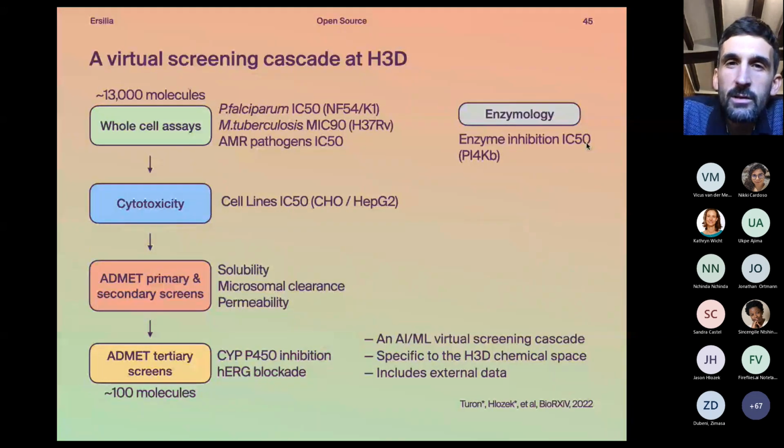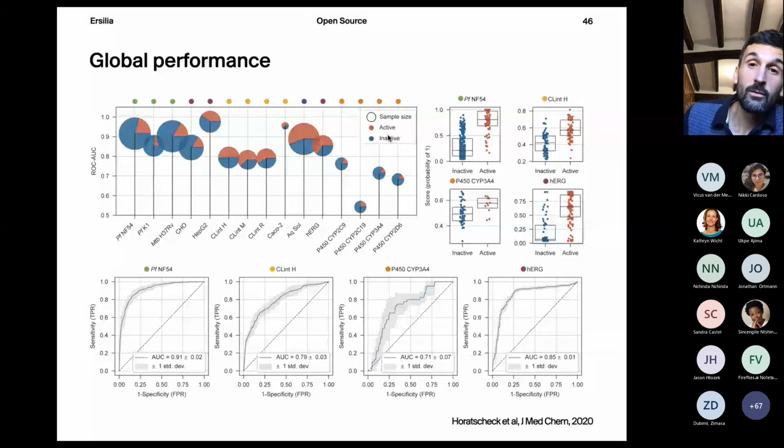For how many assays have we done this kind of exercise, and can we produce this kind of canvases? It's for about 15 assays, departing from the 13,000 molecules that we could collect over the last couple of years at H3D. And those assays belong mostly and primarily to whole-cell assays from Plasmodium falciparum and Mycobacterium tuberculosis, and we are doing some explorations in AMR, as you might know. There are also cytotoxicity assays, and also some of the ADMET assays. Overall, not all models work equally well, of course, but we are quite satisfied with the results.